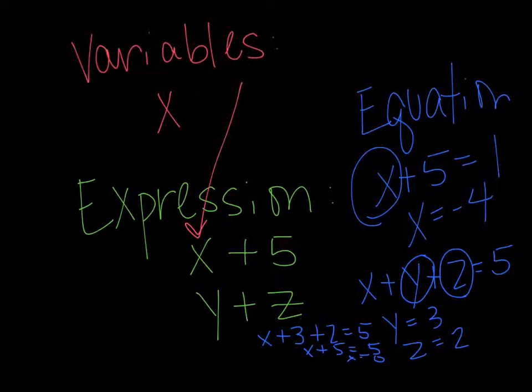So to wrap this up, a variable is simply an unknown value. An expression is a statement. And an equation is where you take two statements and set them equal to each other. So you have two expressions that you set equal to each other, which allows you to solve for that variable.